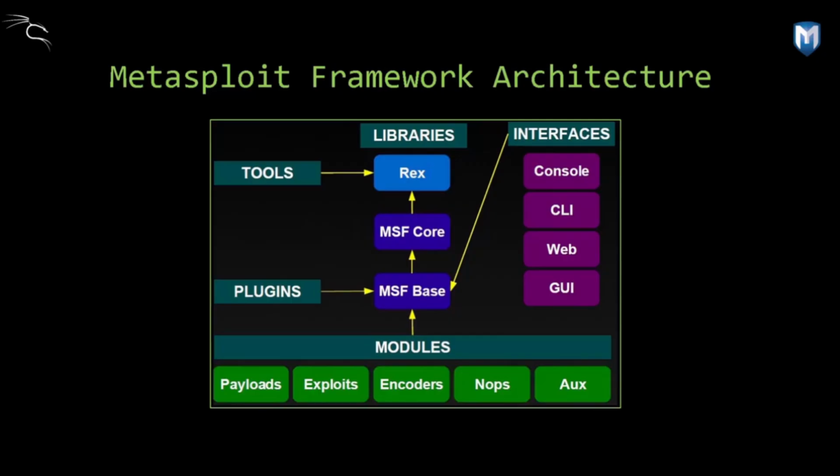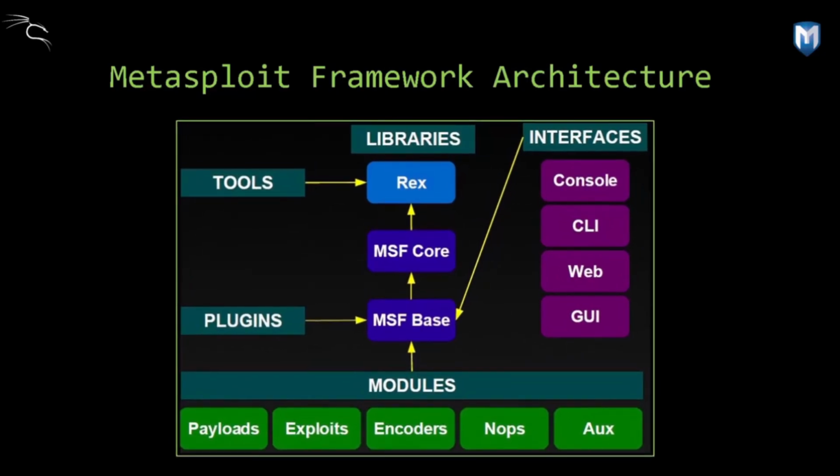In this tutorial, I will cover the basic structure of Metasploit along with some techniques on how to use it. So on the screen, you can see the framework architecture. You can access Metasploit using its interfaces, either through console using MSF console, or command line interface, or the web version, or other GUI tools that we will discuss later. The underlying modules of Metasploit are mainly 5. They are payloads, exploits, encoders, NOPs, and AUX.